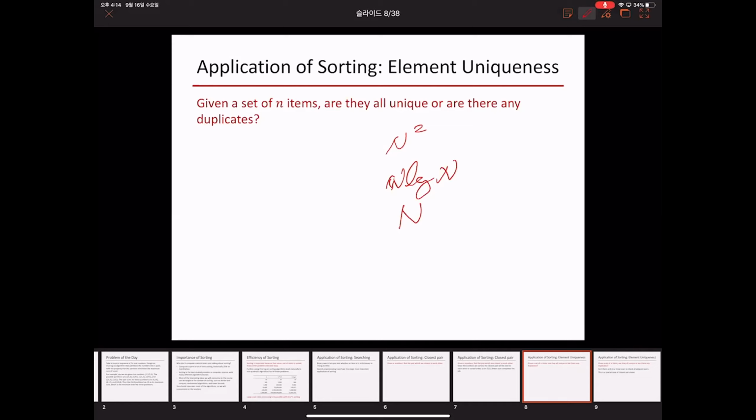Professor, can I give it a try? Sure. I would use a hash table to list all n numbers and find duplicates. Okay, perfect. So everybody understand? The key is hash table.